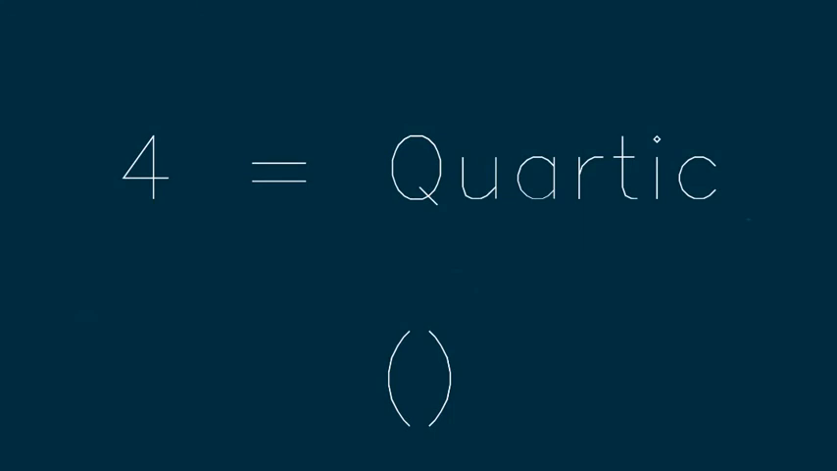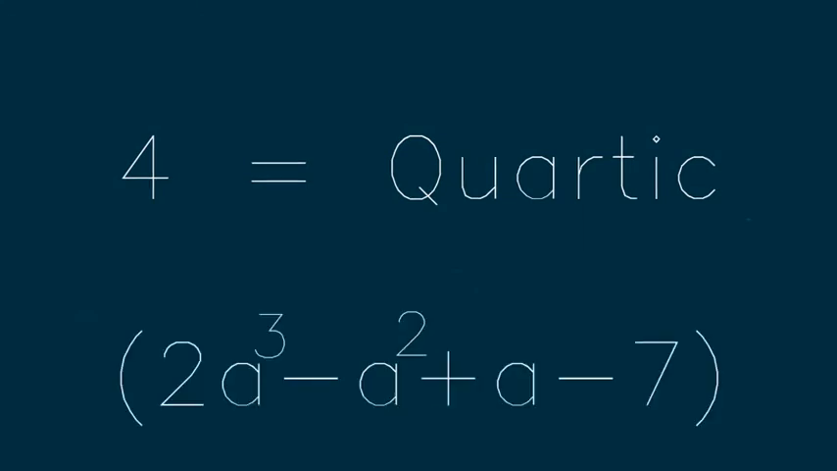Now if you have a 4, it's called a quartic term. This is actually not a good example, I believe. Okay, so I made a mistake over here. This should be a 2a raised to the power 4. If it is 2a raised to the power 4, it is going to be a quartic term. This is still a cubic term.